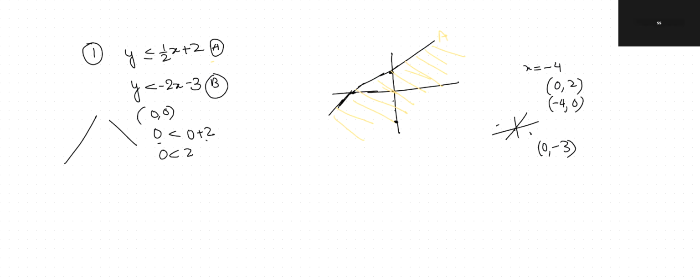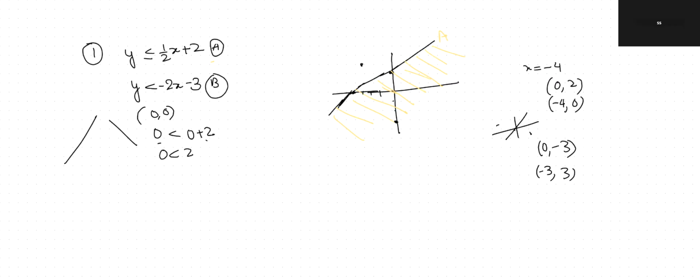We can take any whole number for that case. So we can put x as -3. So if we put x as -3 for the equation B, we get -3 times -2 is 6 minus 3. So we get 3. So the other point is -3, 3. And this equation doesn't have equal to sign.